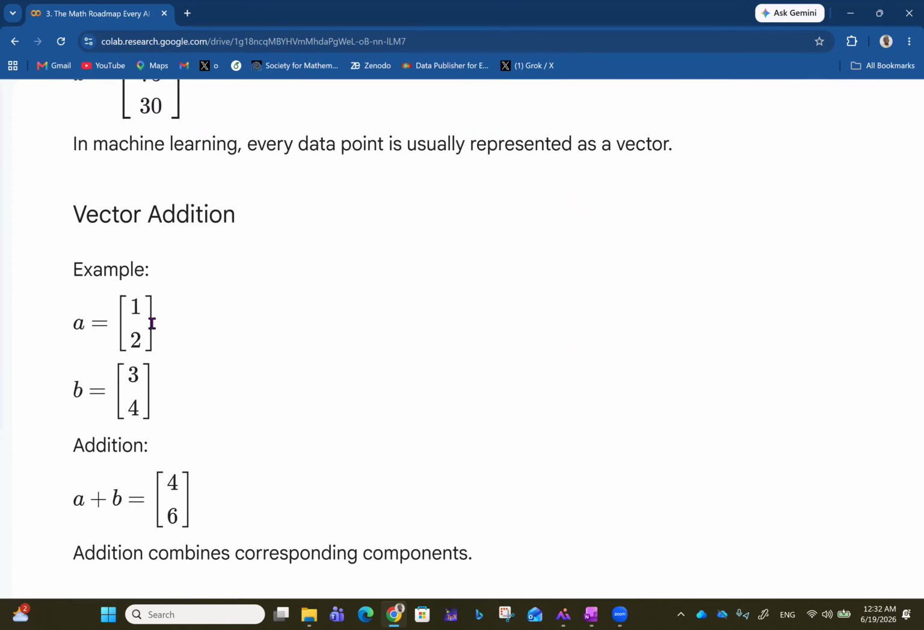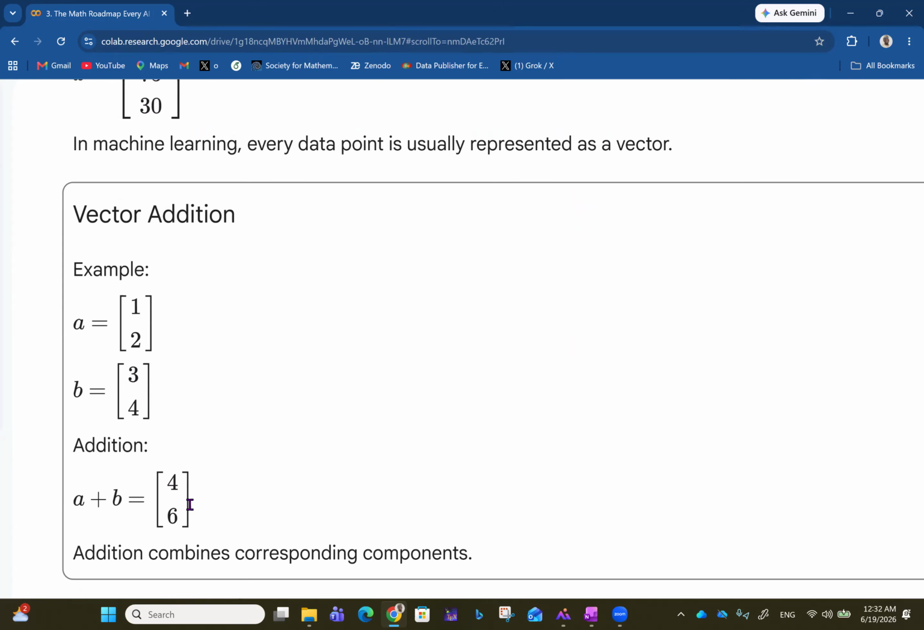So to add, you can add vectors of the same dimension. A plus B here will just be 1 plus 3 is 4, 2 plus 4 is 6. So addition combines corresponding components, and that's why you can only add two vectors that have the same dimension.